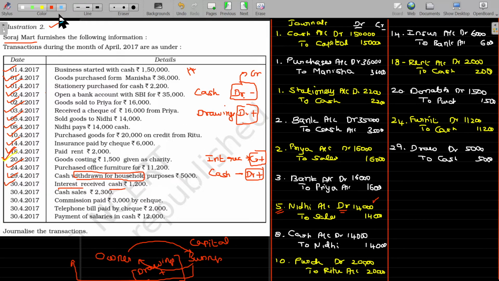So the final entry being cash account debit to interest received account. So 30th, the entry being cash account debit to interest received. Is that okay? The value being 1,200.